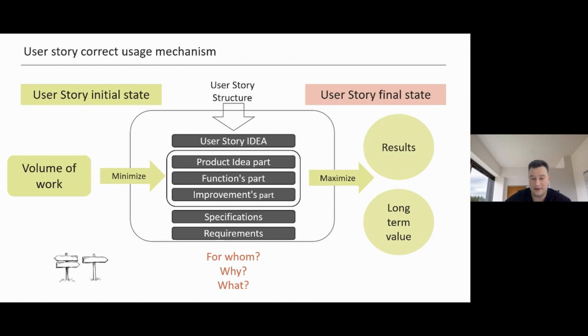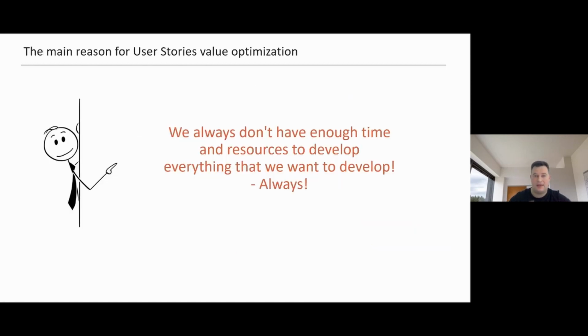This is a classic set of questions that we can remind when we speak about the user stories writing process. So let's realize one more time: we need to minimize our volume of work. Why? Because user stories shouldn't take too much time from our development team to do some functionality. And at the same time, we need to understand, with the user story description and by defining some main accents when we work on user stories, how we can maximize our results and long-term value for our clients.